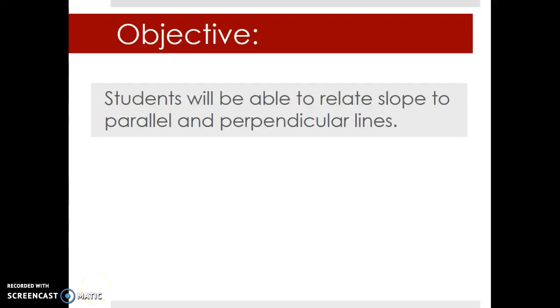Lesson 3.8, Slope of Parallel and Perpendicular Lines. So the goal this time is to be able to relate the slope to parallel and perpendicular lines. And this is a review lesson. You guys have done this in Algebra 1, but we're just going to go over it as the topic for geometry right now is parallel and perpendicular lines.